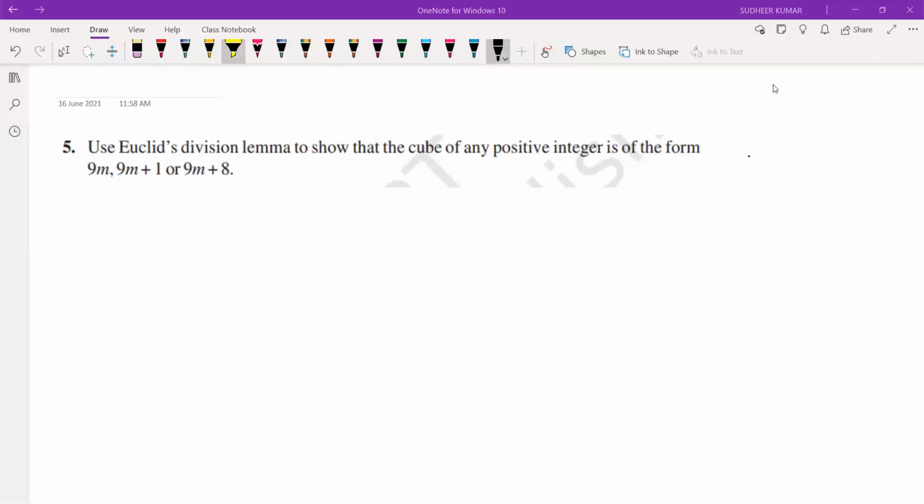So let us see this one. Use Euclid's division lemma to show that the cube of any positive integer is of the form 9m, 9m plus 1, or 9m plus 8. So go to the solution.